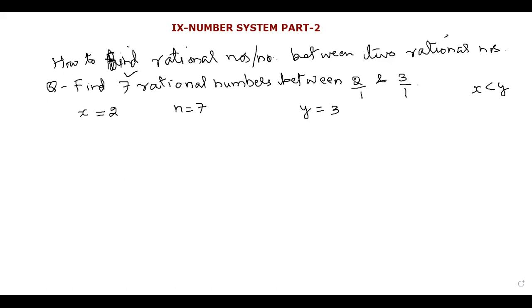We are doing exercise 1.1. This question is not from the exercise, it is an extra question. I am just explaining how to find the rational numbers between two rational numbers. Then we will start the exercise. So x is equal to 2, y is equal to 3, n is equal to 7. Understood? How many rational numbers you have to find out, that will be n.